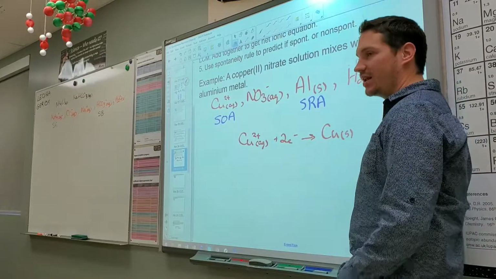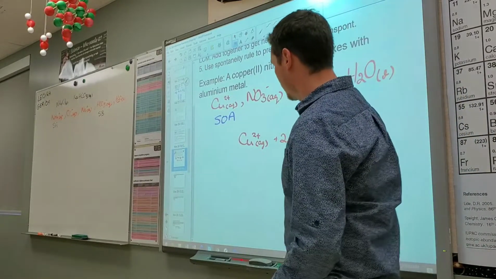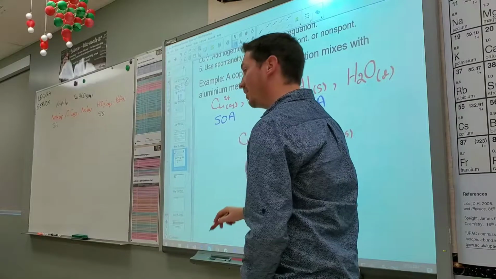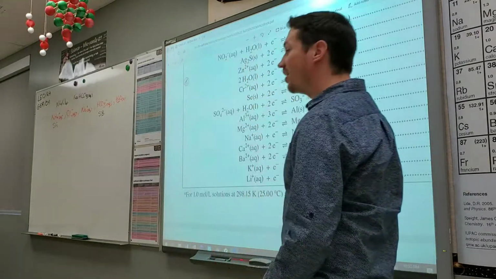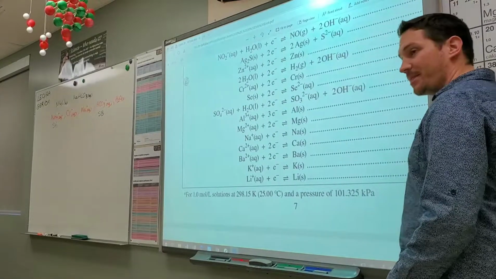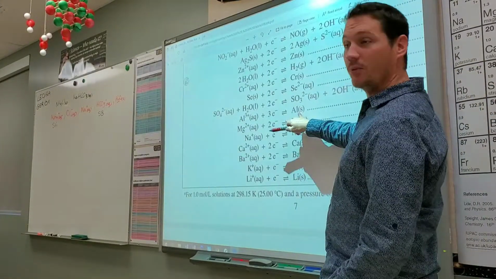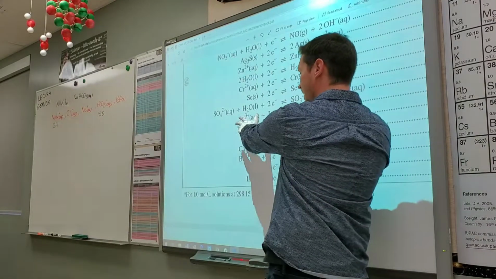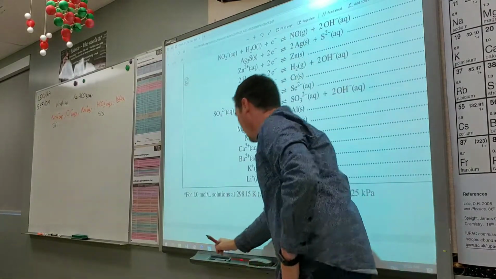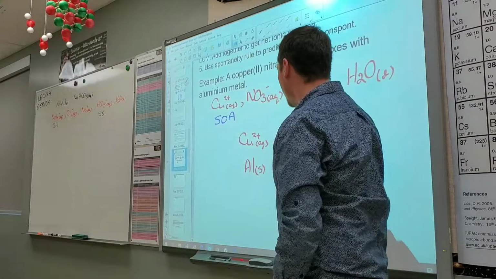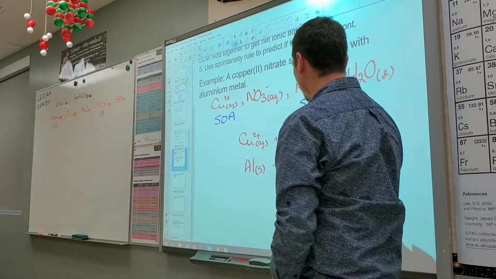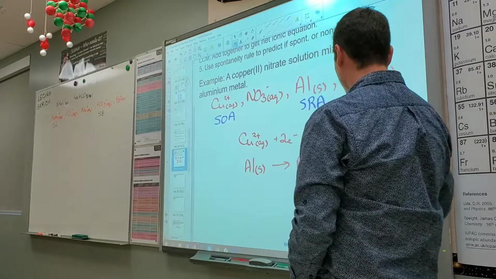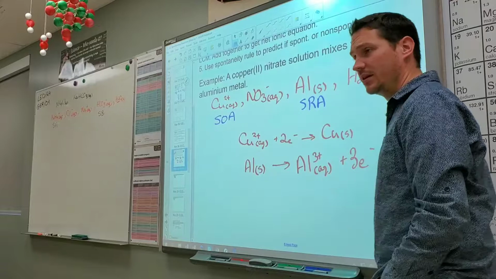This is my reduction half reaction. What's my oxidation half reaction going to be? Aluminum ion. It's going to be aluminum metal. Why are we starting with aluminum metal? Because that's what we have, and we have to turn this into an oxidation reaction. So we have to take these and flip them, right? So we have the aluminum metal turning into aluminum ions, and it's releasing 3 electrons.